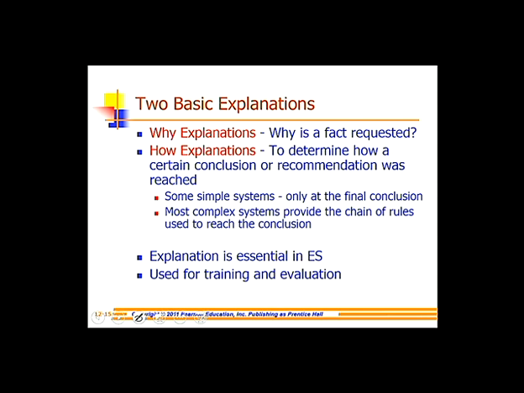And second, more commonly and more importantly, are how explanations, which justify how a question was answered. What trace of rules was followed to arrive at the conclusion. So you can simply explain the last step, or you can provide a complete chain of all the rules to present to the user so that they know how the question was answered.